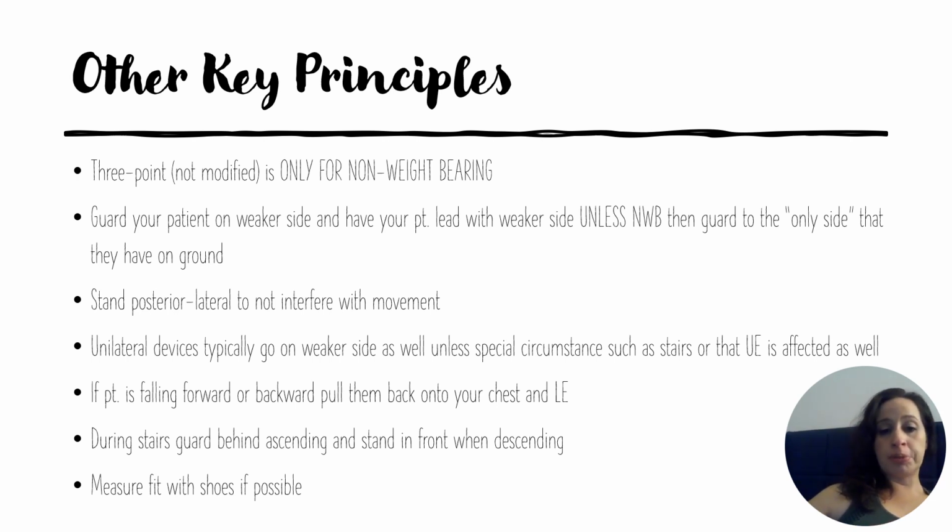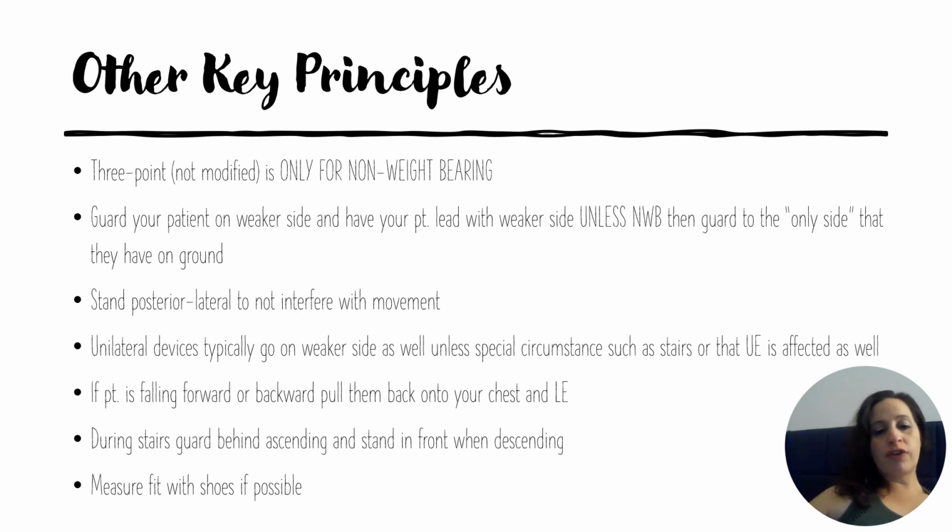The guarding position is posterior lateral, and again, the lateral part depends on the side you need to guard. Unilateral devices, meaning things that are on one side, typically go on the stronger side. I'm sorry, I meant to say that is incorrect. They usually go on the stronger side, or the opposite side of the weaker side. They don't go on the weaker side. That's wrong. I think I was thinking of the guarding when I wrote that. They go on the opposite side of the weaker side, the contralateral side, unless there's a special circumstance, like you can't use the arm on the opposite side, then you have to put it on the side that they could use. I mean, what else are you going to do, right?